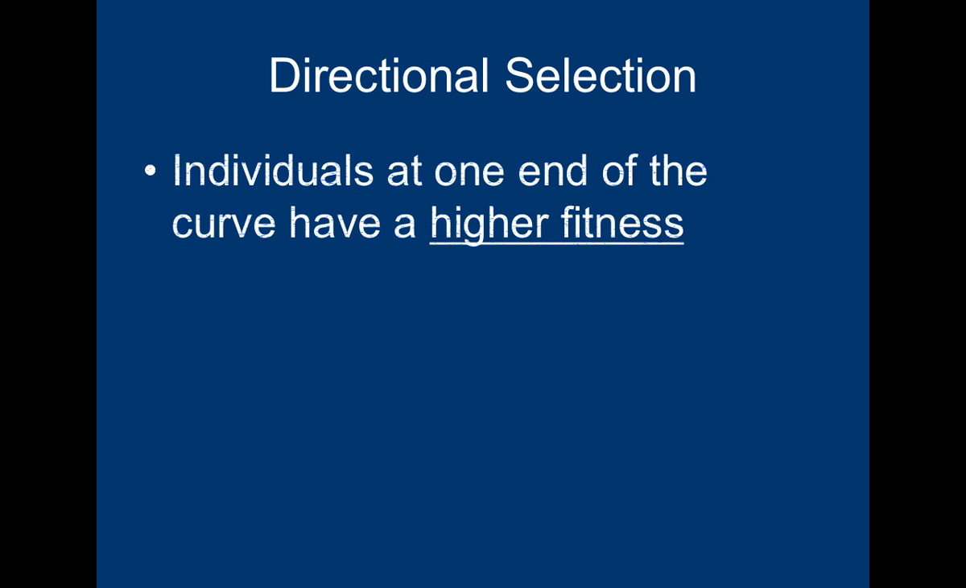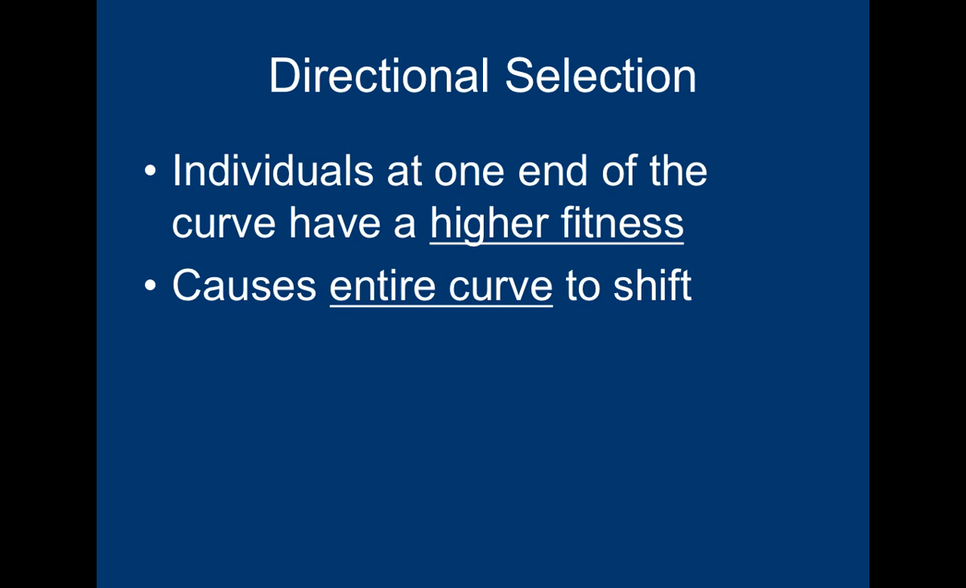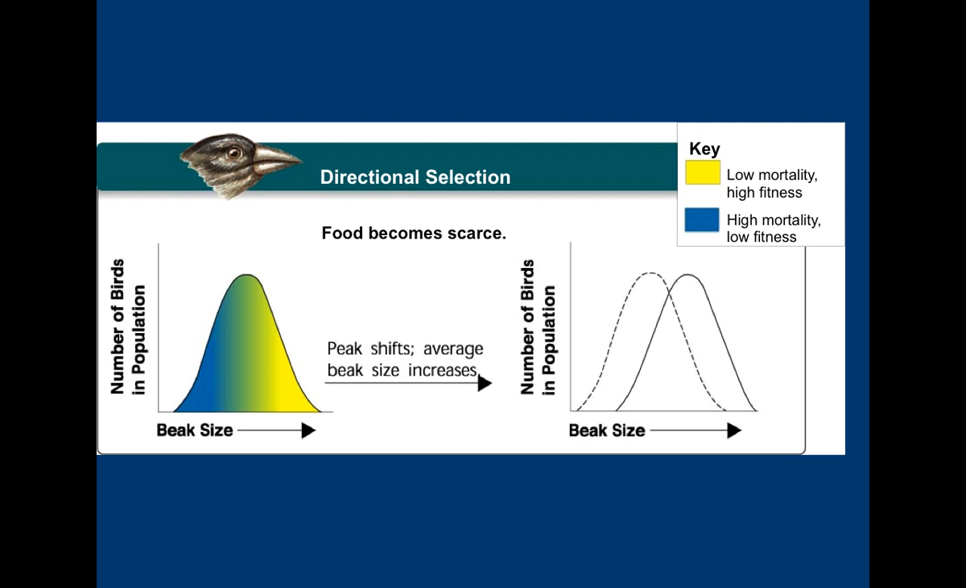With directional selection, if we take a look at that initial curve we have, one end, it could be the upper end or lower end, depending on the environmental change, has a higher fitness. And so the entire curve shifts either to the left or to the right. So here we go. We've got this particular finch that has a range of beak sizes, and a certain type of food becomes scarce.